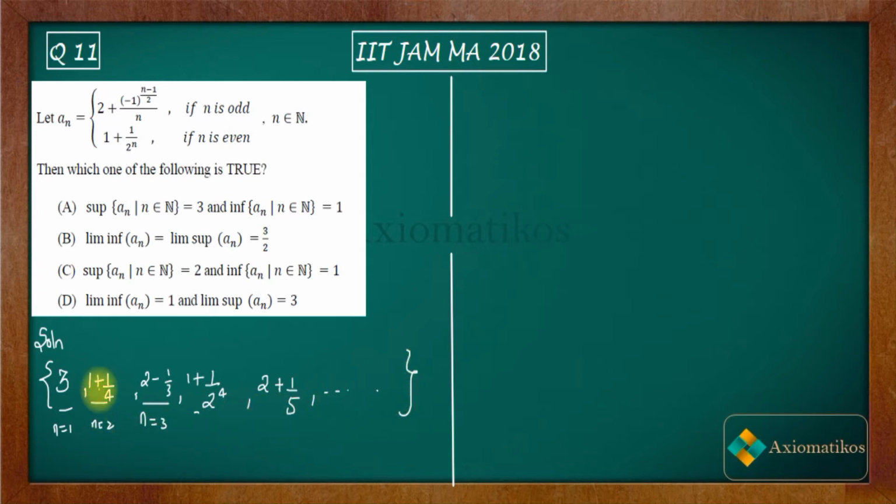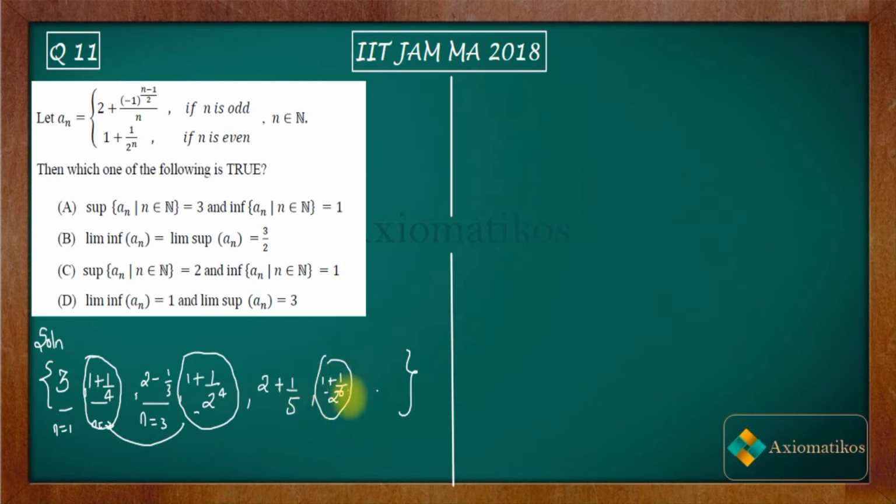Now see, on the even counterpart, what you are getting? 1 plus 1 by 4, then you are getting 1 plus 1 by 2 to the power 4. It's actually 2 squared. Okay, think of it in this way. It's 2 squared, then you are getting 2 to the power 4. Then you will get 1 plus 1 by 2 to the power 6. This is what you will get.